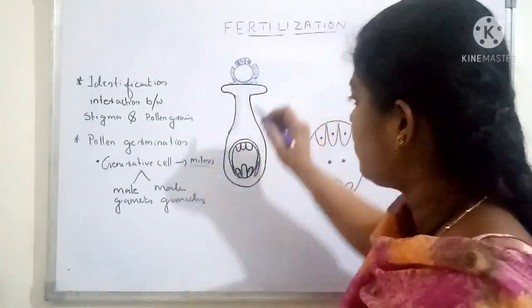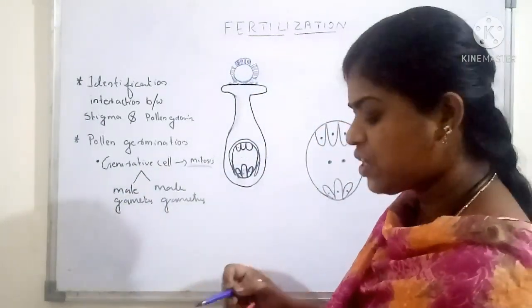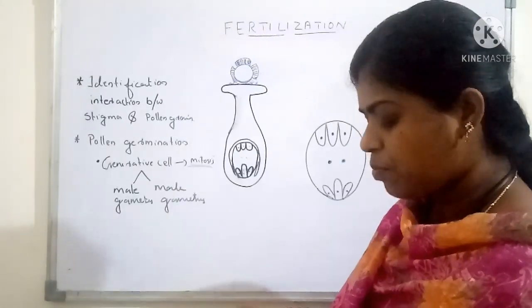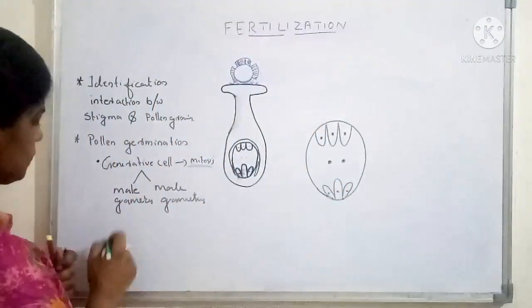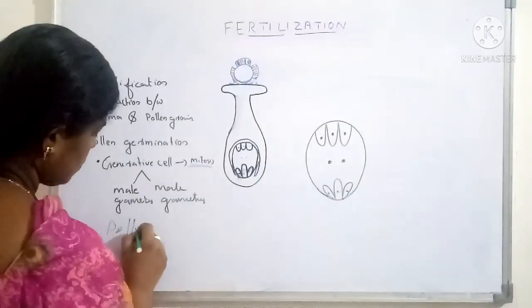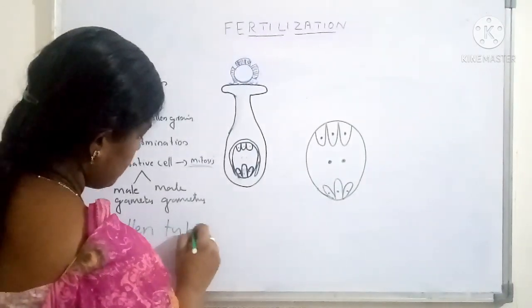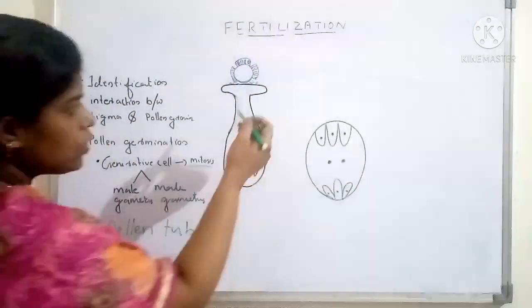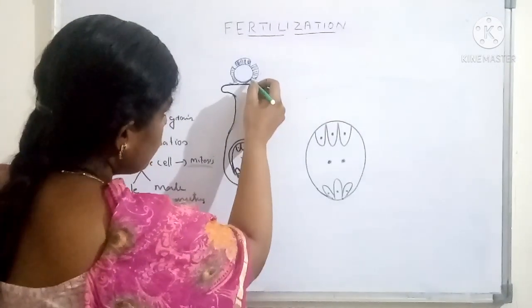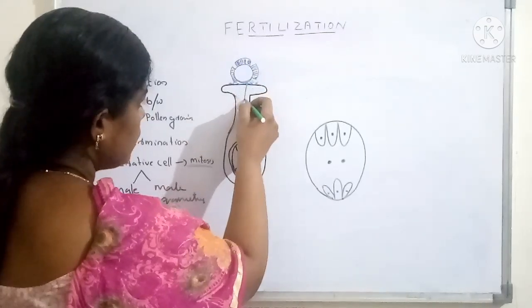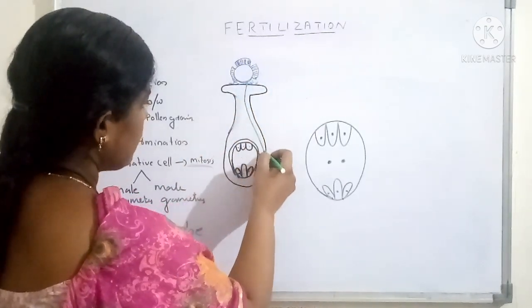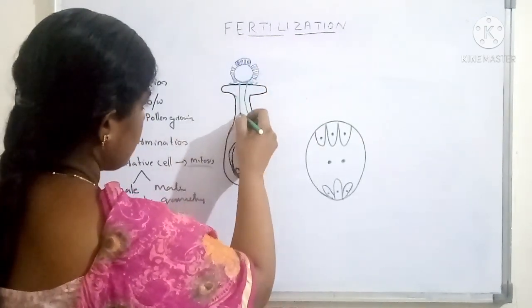And what is the next step? The pollen germination, otherwise the development of the pollen tube. The pollen tube will develop. So how does the pollen tube develop? Through the germ pore, the pollen tube will develop.